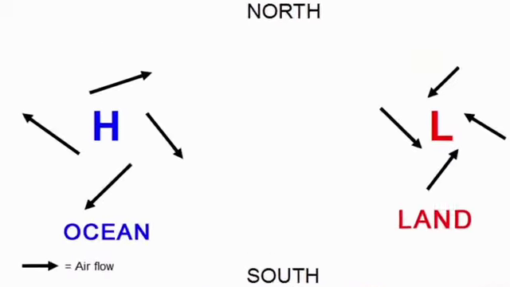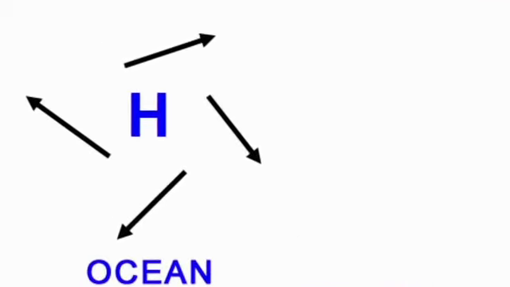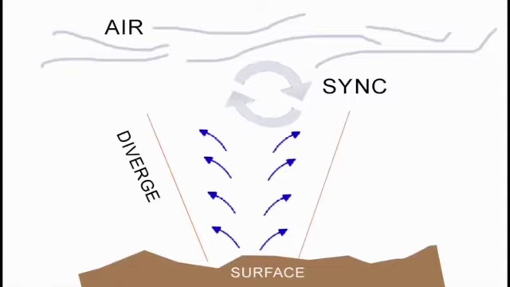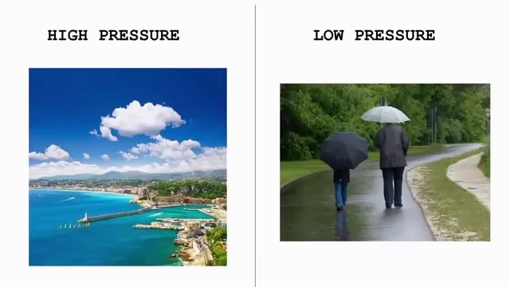And the opposite occurs with high pressure. Air is moving away from the high pressure center at the surface, which is called diverging. So as a result, air from above must sink to take its place. Hence, this is the reason why high pressure leads to good climate and low pressure leads to rainy climate.